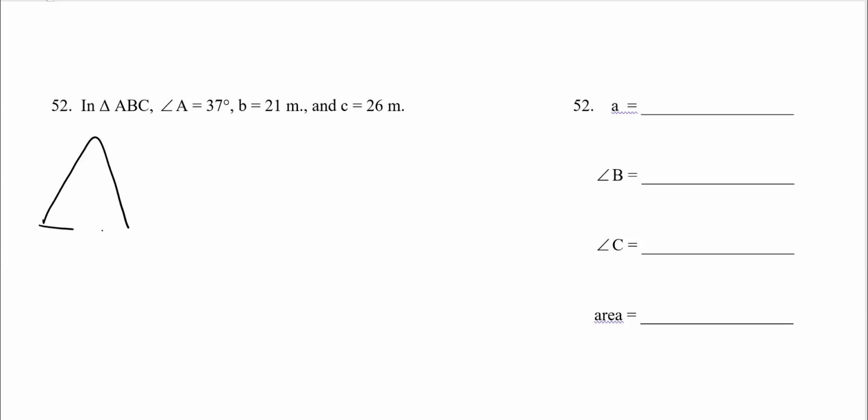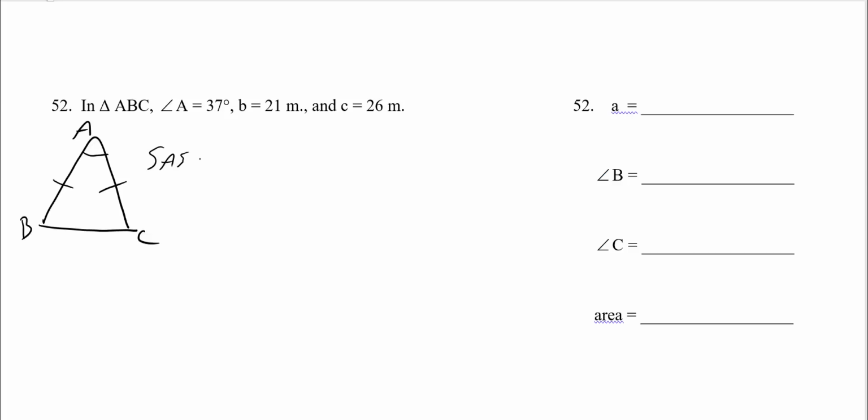Here's the next triangle. A, B, and C. And so angle A is 37, so let's mark it. Side B is 21, and side C is 26. So this is side angle side. So this is not an ambiguous case. This is kind of nice.